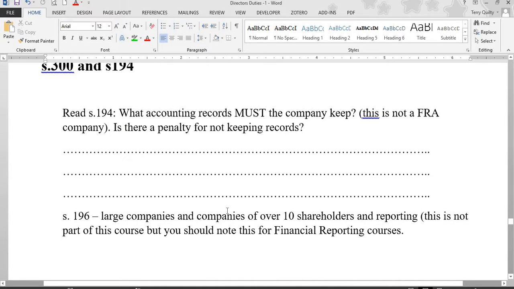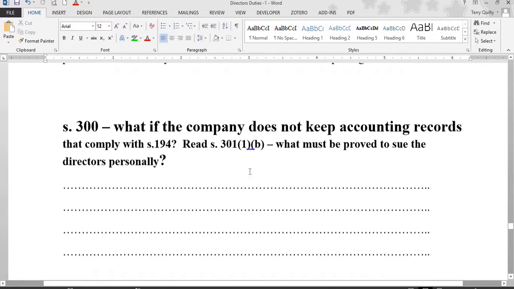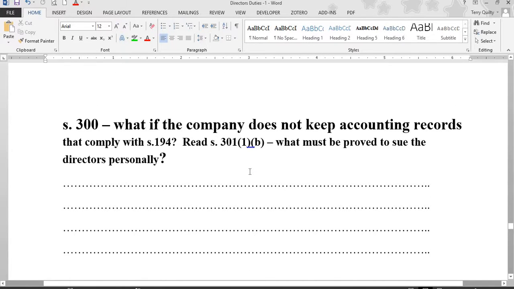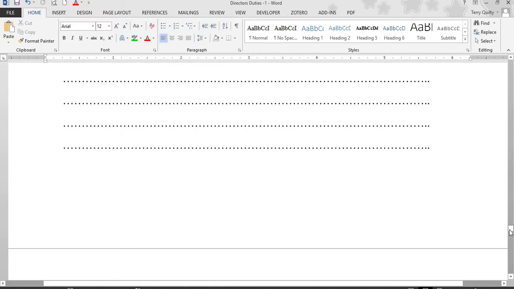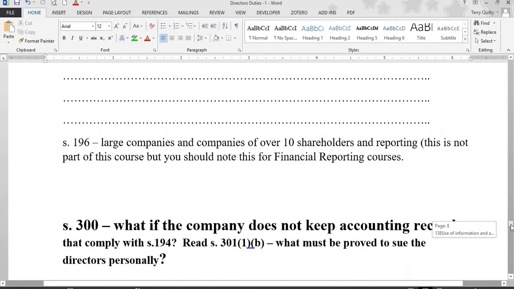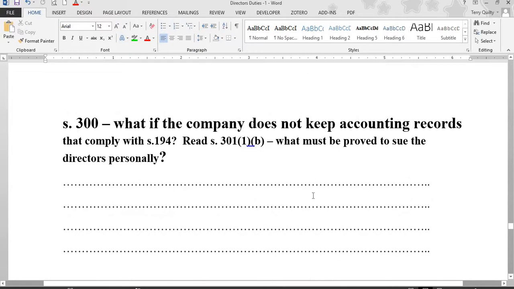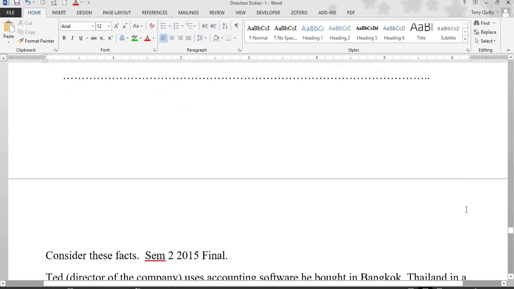Section 300 we've mentioned earlier, what accounting records must be kept. That was in the previous worksheet. So what you need to do in section 300 is to go through there and look at the criteria which relate to whether the failure to keep records has contributed to the failure of the company or impeded the liquidation of the company, and whether you might get sued for that.